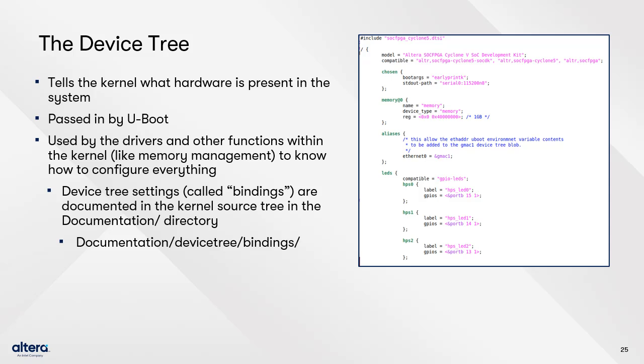The device tree is passed to the kernel by U-boot. The settings within the device tree are called bindings, and the documentation for these bindings is contained in the kernel source tree in the directory shown. To learn how to modify the device tree for your particular system implementation with an SoC FPGA, visit the link in the resources section for a tutorial in RocketBoards.org.